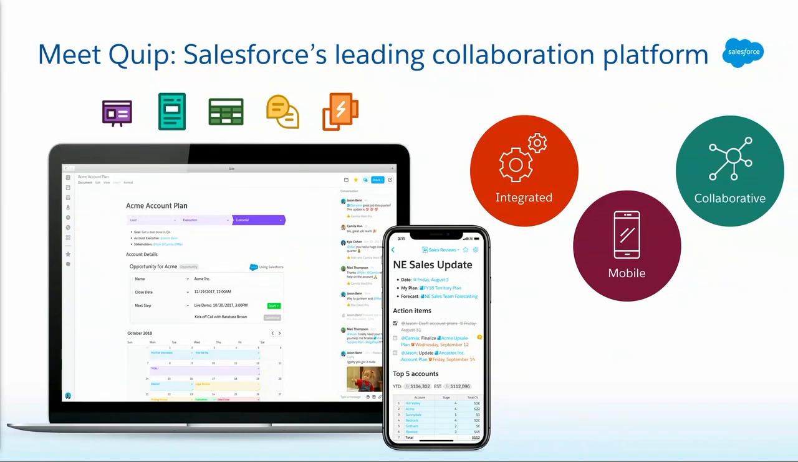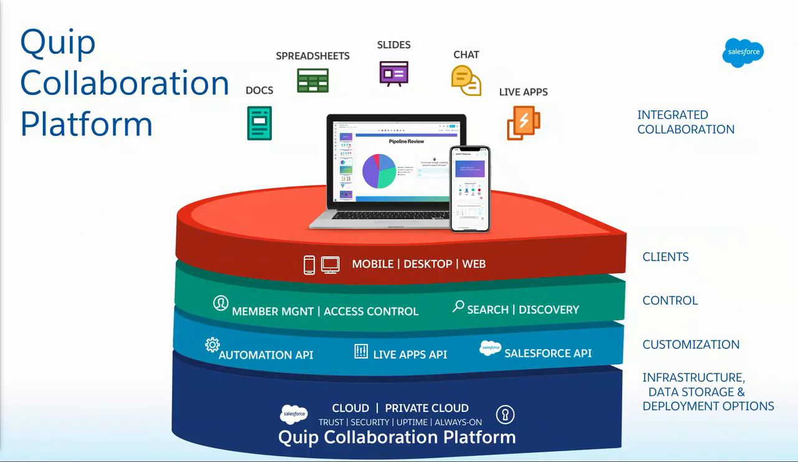So why is this important? So you think about Quip. Quip is actually a collaboration platform. It's more than just the app on your phone or the app on your desktop. That's what users see. But it's docs, spreadsheets, slides, chat, and live apps, which is what I'm going to talk to you today more about, on top of a platform. That platform goes to the employees in the form of a mobile app, a desktop app, or the web app.